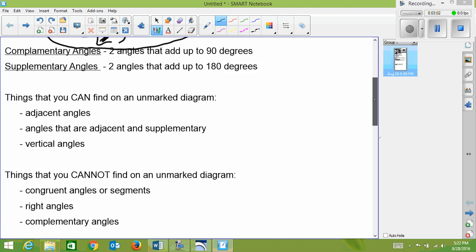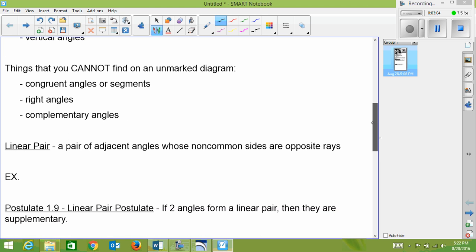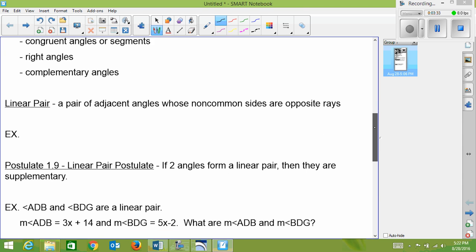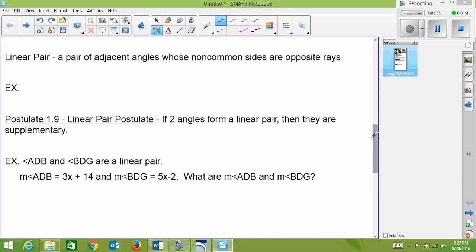They share the lines. Things that you cannot find on an unmarked diagram. You can't tell if angles are congruent because you don't know what the exact measurements are. You can't tell if the segments are congruent unless you know the measurements. You can't tell if something is exactly a right angle unless it's marked. Complementary angles, you're not going to be able to tell that because you won't know if they add up to 90. So there are some things you can find without the markings and some things you will not be able to find. The next thing is linear pair.